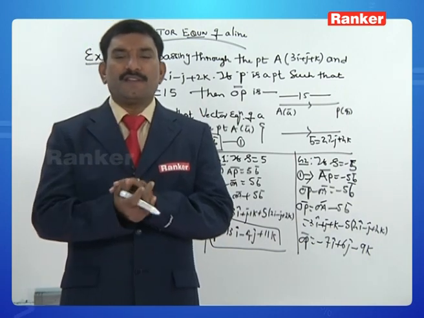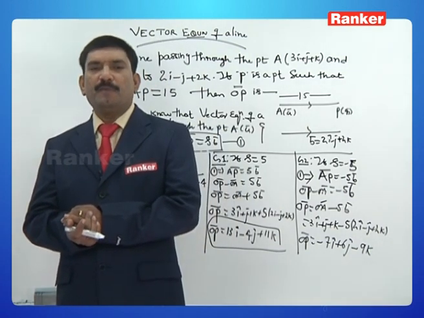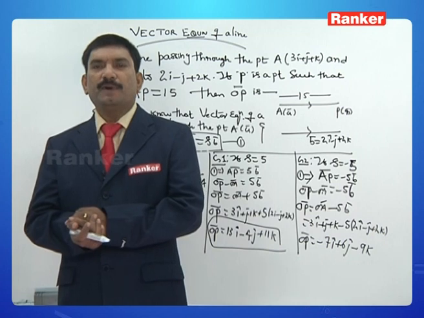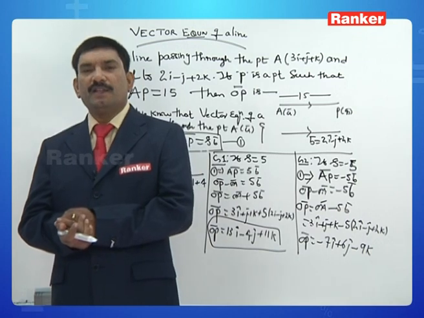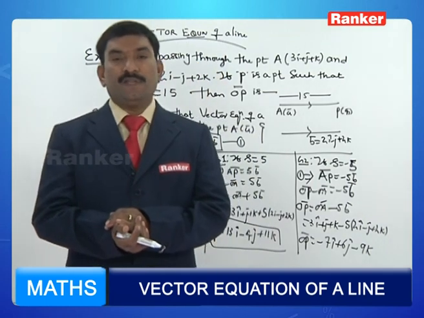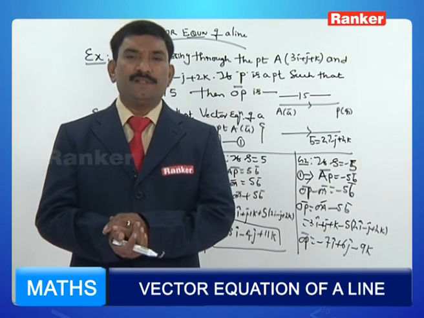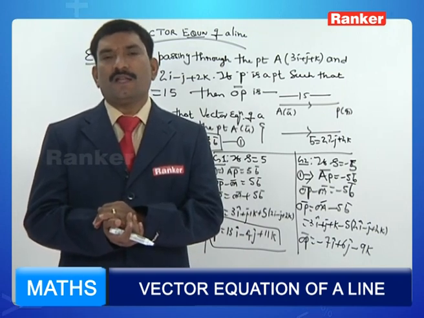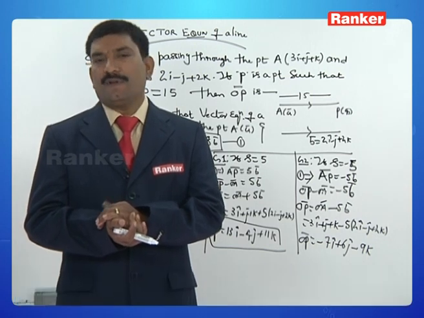The first one, the vector equation of a straight line passing through the point A bar and parallel to vector B bar, that is, R bar is equal to A bar plus SB bar. And we also come across its Cartesian equation of a line, that is, x minus A1 by B1 is equal to y minus A2 by B2 is equal to z minus A3 by B3. Yes, those are called the Cartesian forms or Cartesian equation of a straight line passing through the point A bar and parallel to vector B bar.